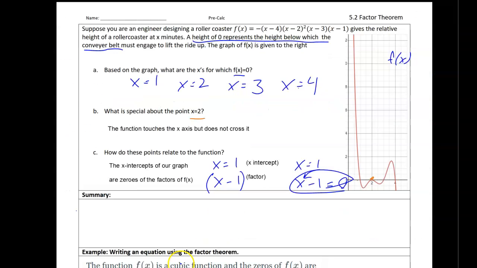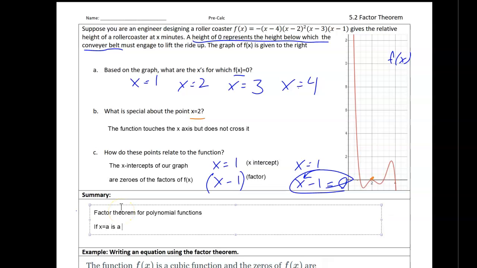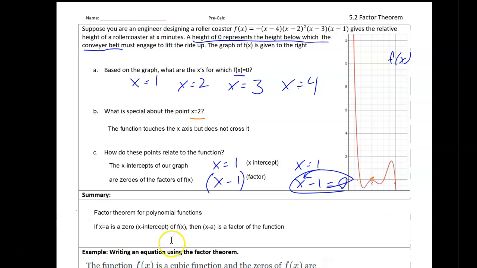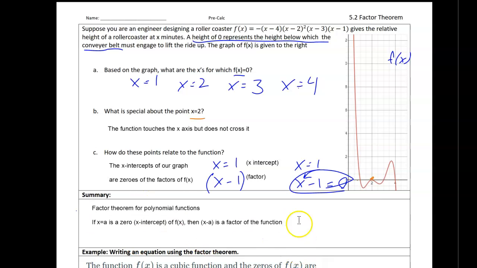Okay. What we're talking about here is called the factor theorem. So it's the factor theorem for polynomial functions. And this is the key fact that we need here, that for any polynomial function, if x equals a is a 0, and 0 means x-intercept of a function, then x minus a is a factor of the function. And you know this already, at the very least, from factoring quadratics. You know those factors represent the x-intercepts of the graph. So that's the factor theorem for polynomial functions.